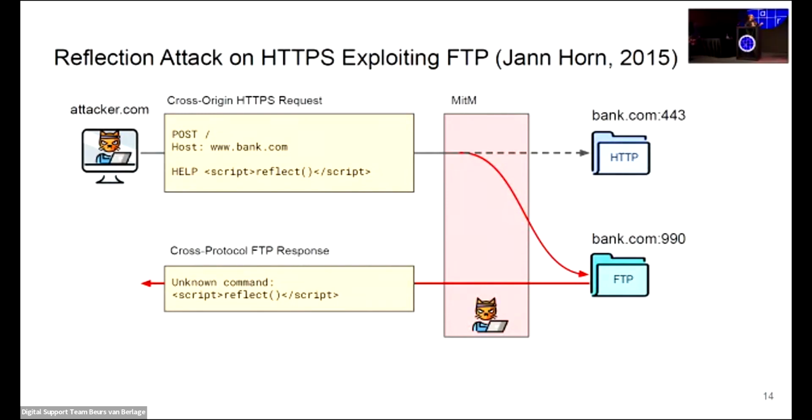And this FTP command is actually invalid, so it will create an error message that contains this JavaScript from the attacker. And if the browser is also tolerant to protocol noise, it may execute this JavaScript thinking it comes from bank.com. And in this case, it gives the attacker access. The attacker can impersonate the bank, basically.